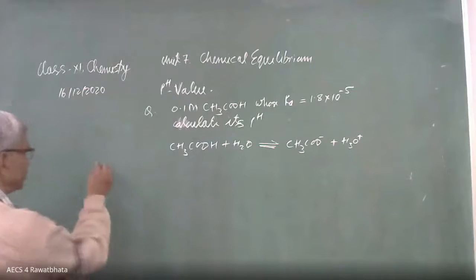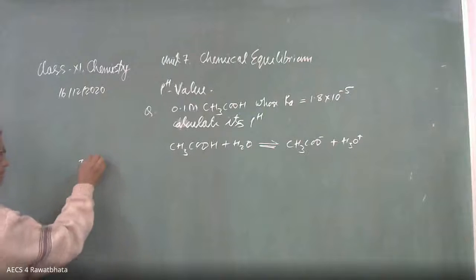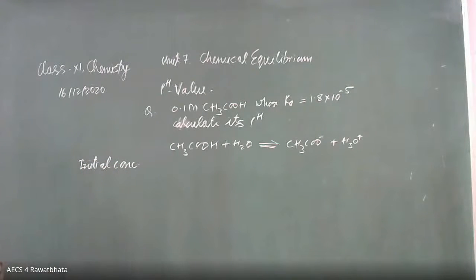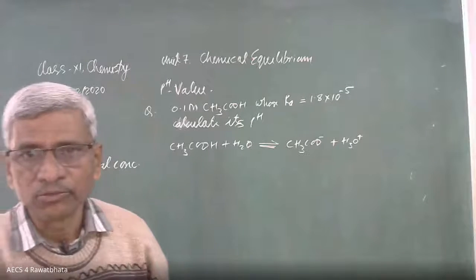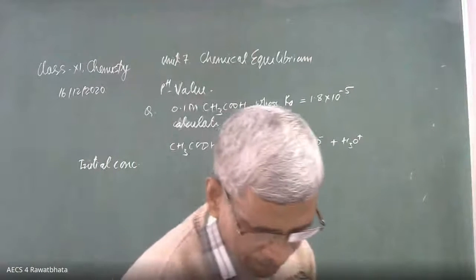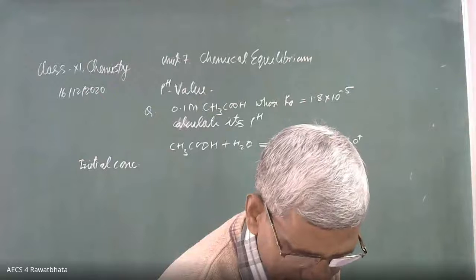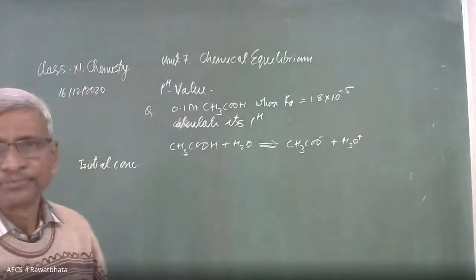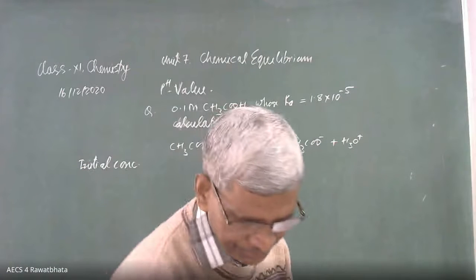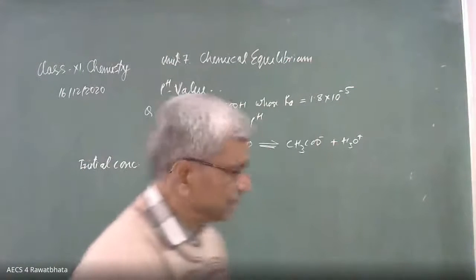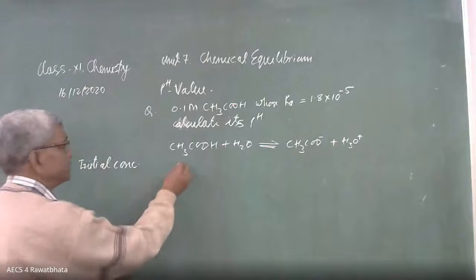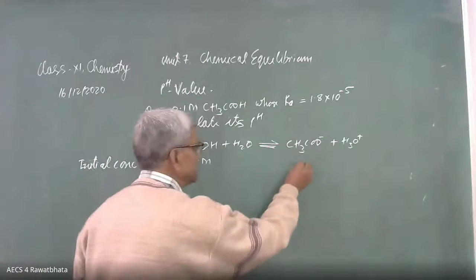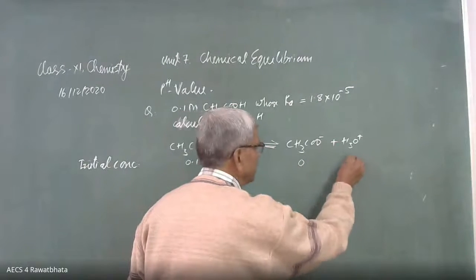Here, initial concentration. Children, don't be afraid of this numerical. You can solve all these things, there is no difficulty. There is no difficulty in solving. You just have to pay a little attention to the formula. Then you can easily solve them. So initial concentration is given here. It is 0.1 M, and acetate ion it will be 0. Hydronium ion it will be 0.